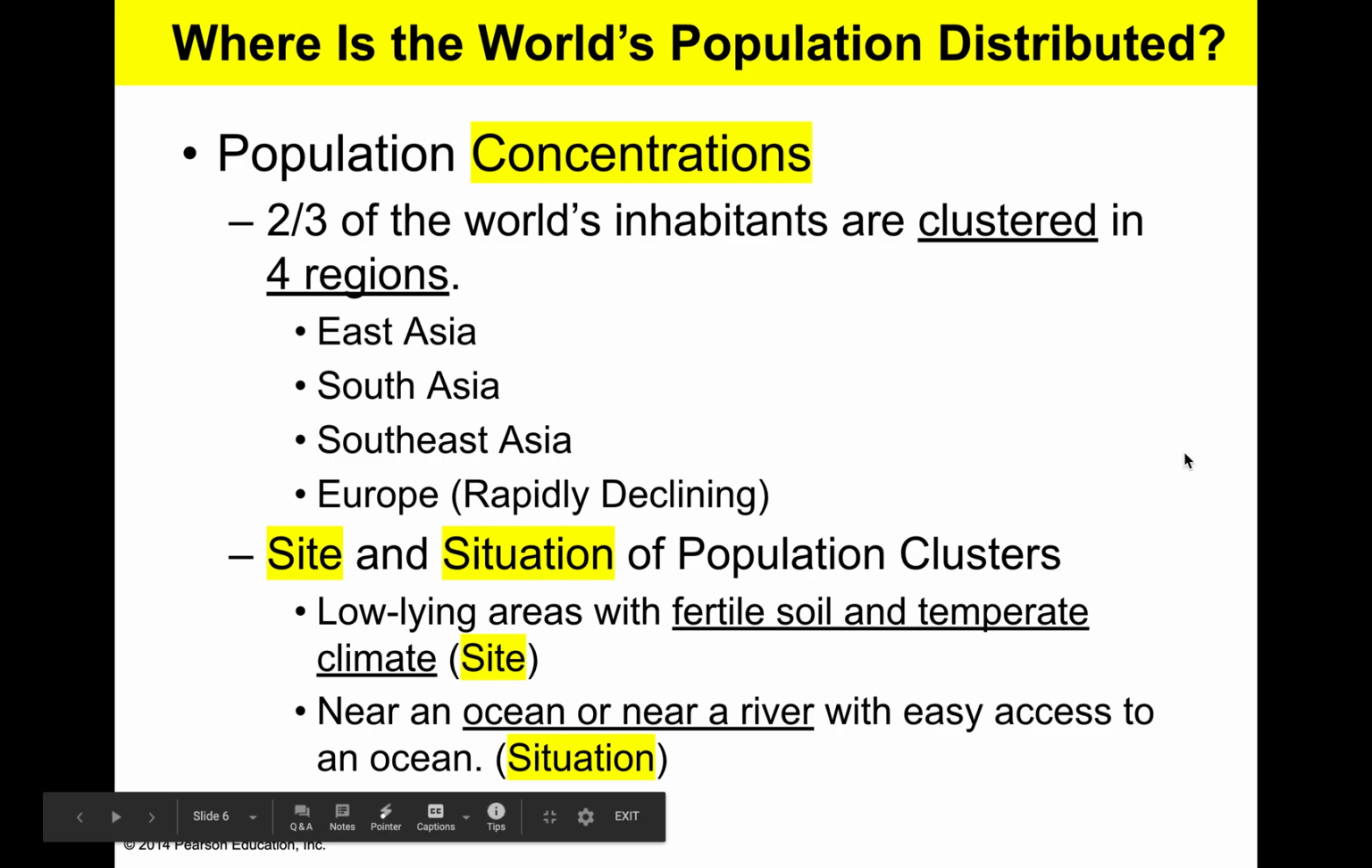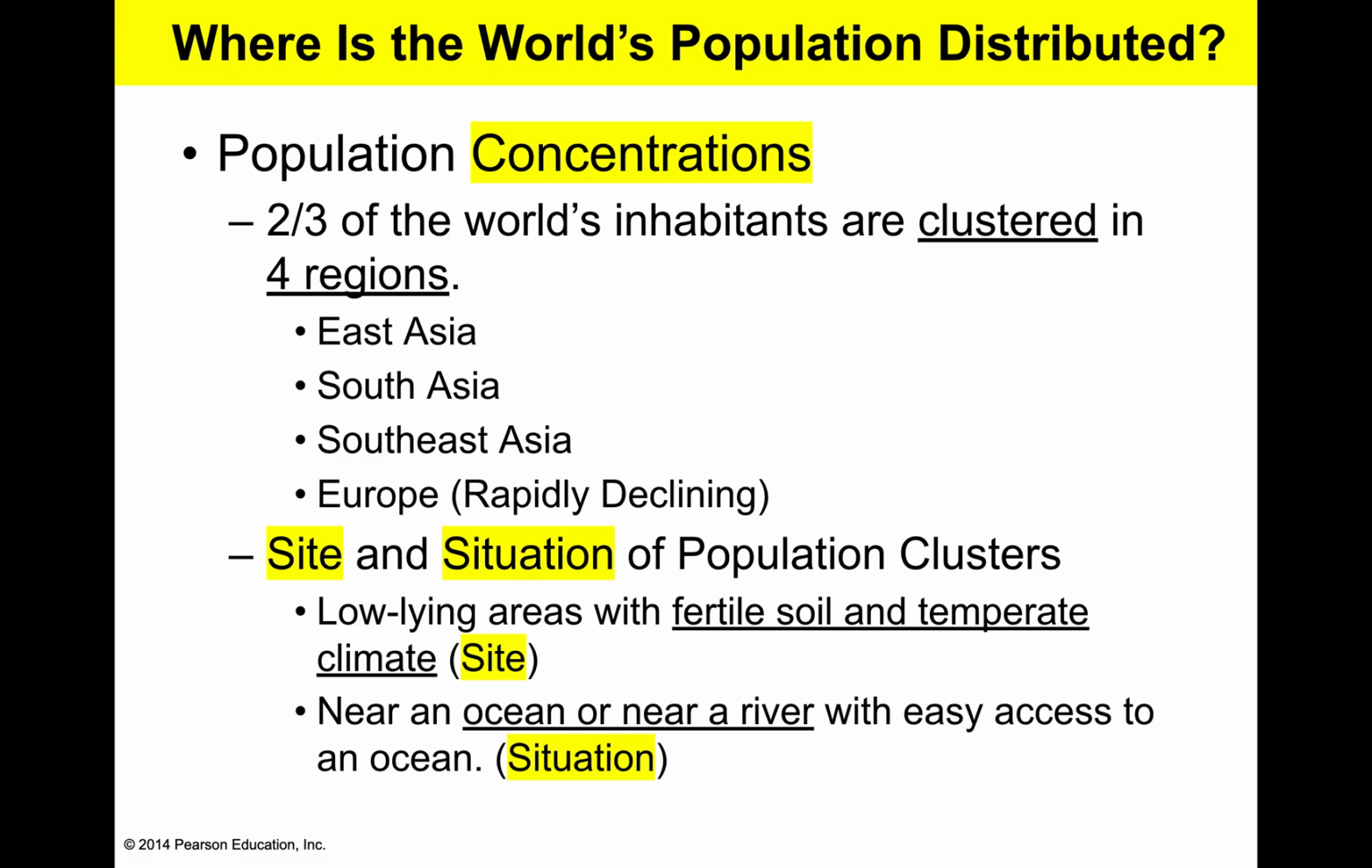Let's take a look at population concentrations. There are 4 regions where we have clusters. Clusters, remember, is a form of distribution; it is either clustered or it's dispersed. The clusters are East Asia.